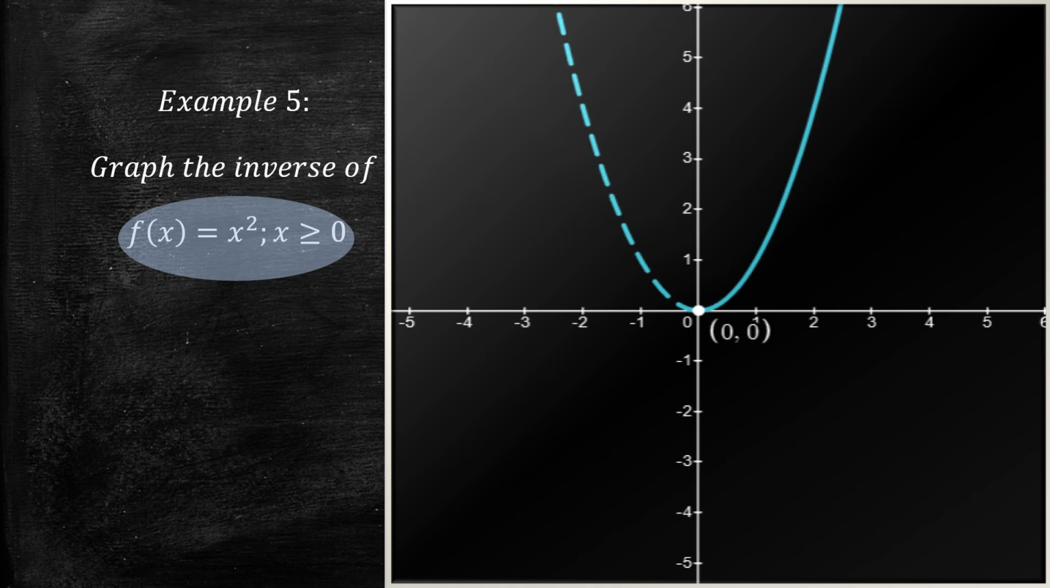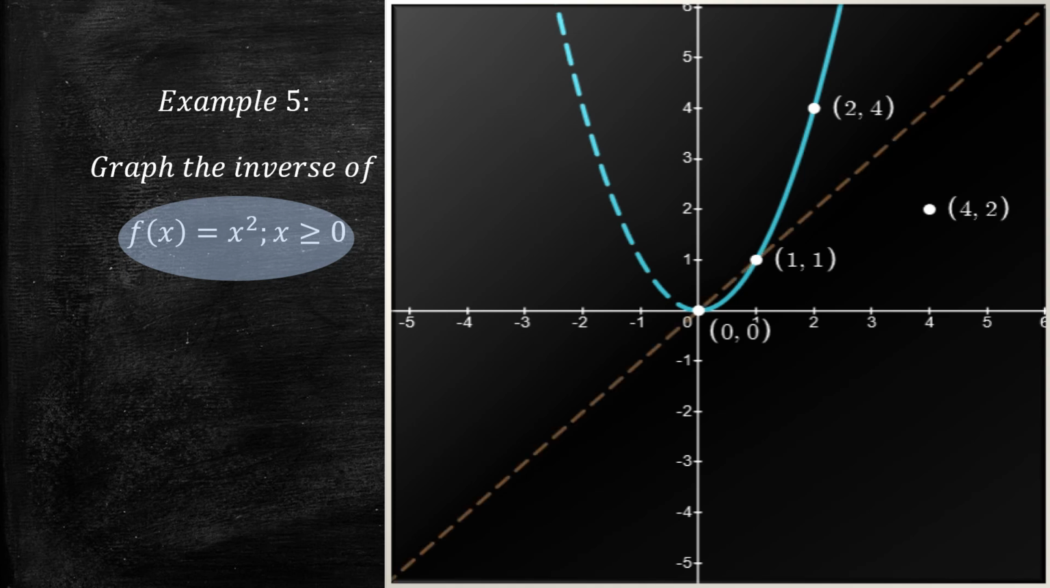So we started by taking points (0, 0), (1, 1). Even if we switch the coordinates, the result belongs to the inverse. (2, 4) will become (4, 2). This is y equals x, and this is the graph of the inverse. So the orange one is the graph of the inverse, which is the square root of x.